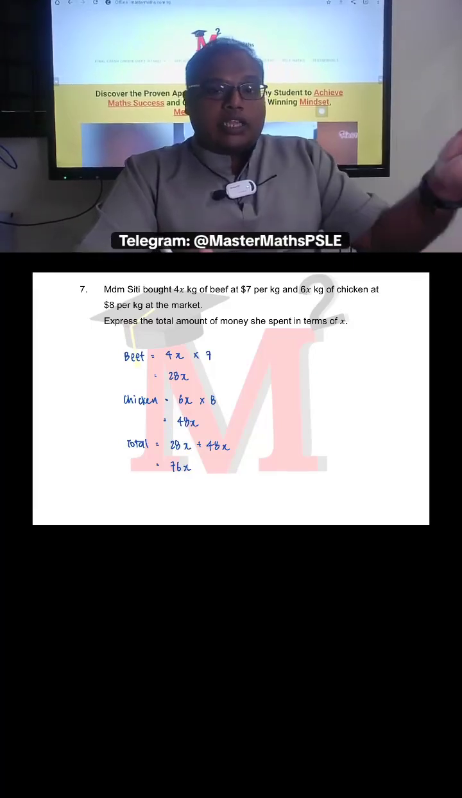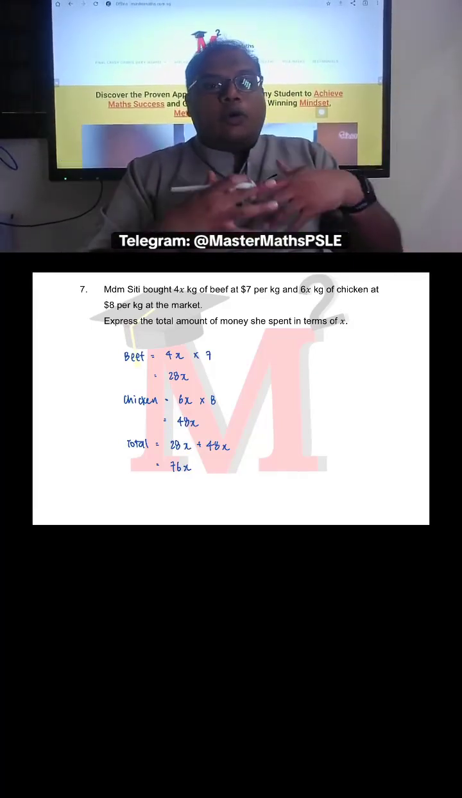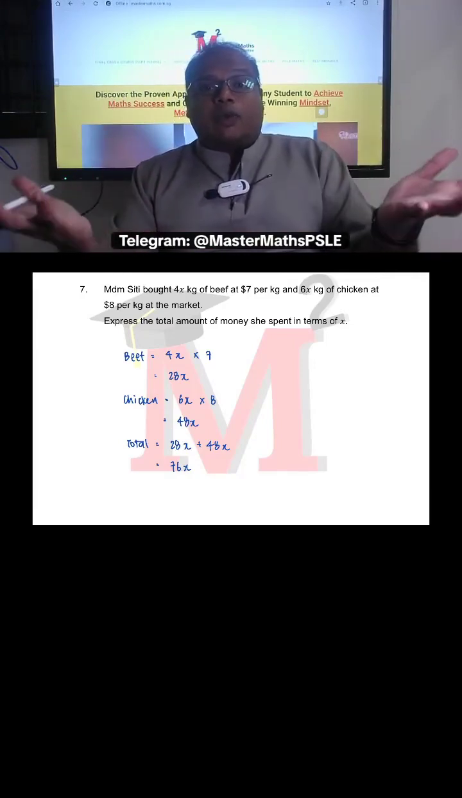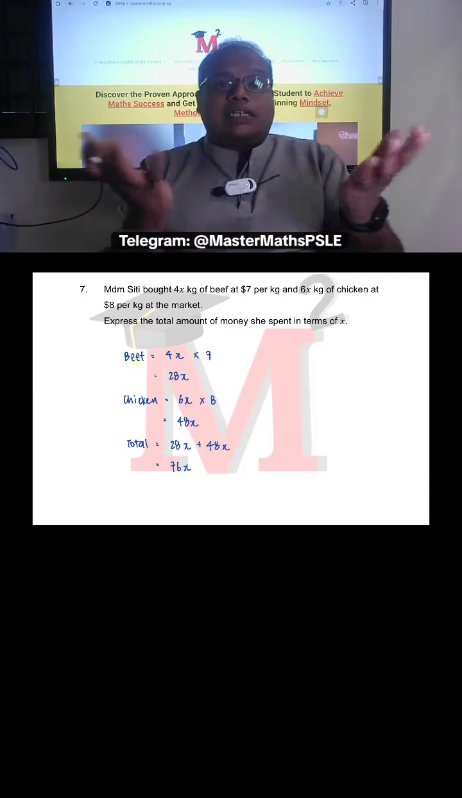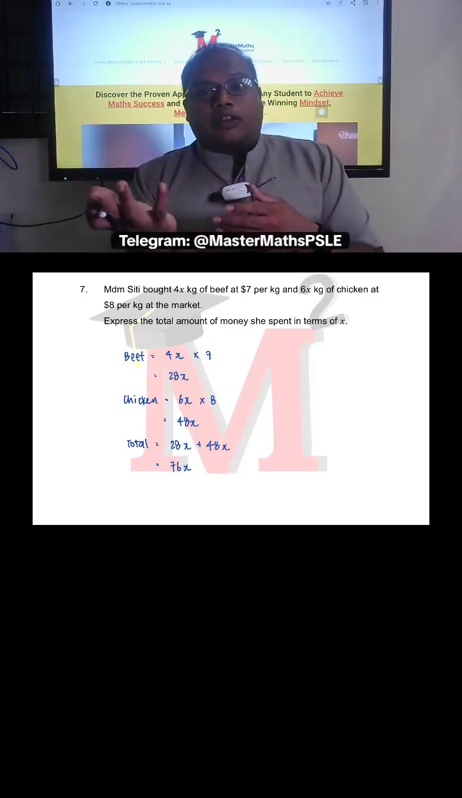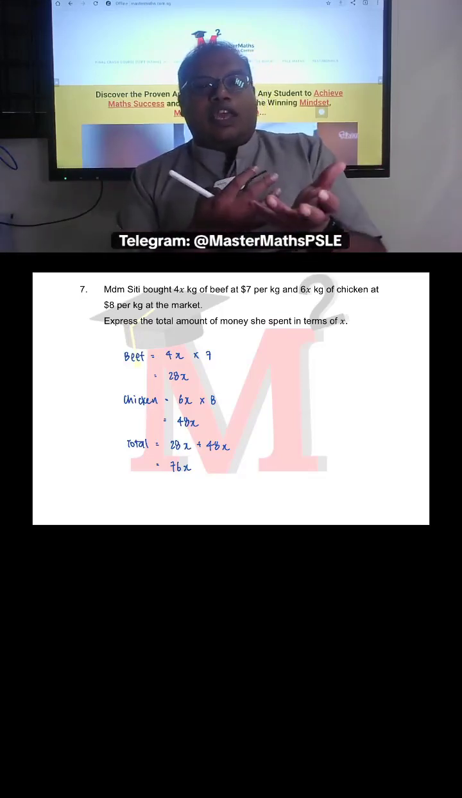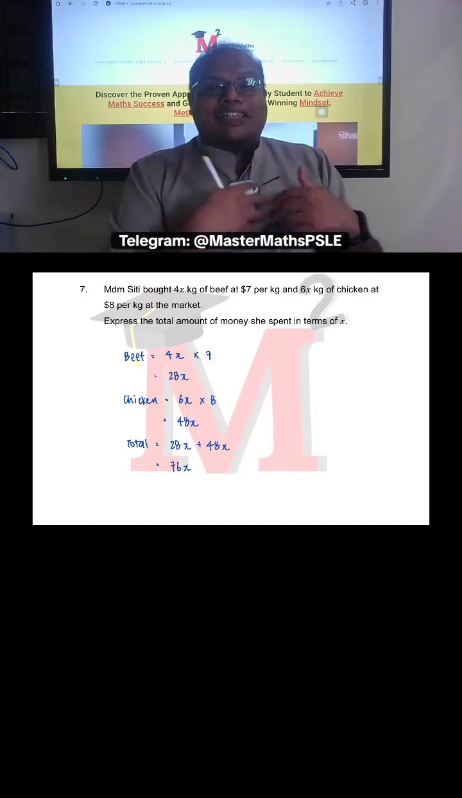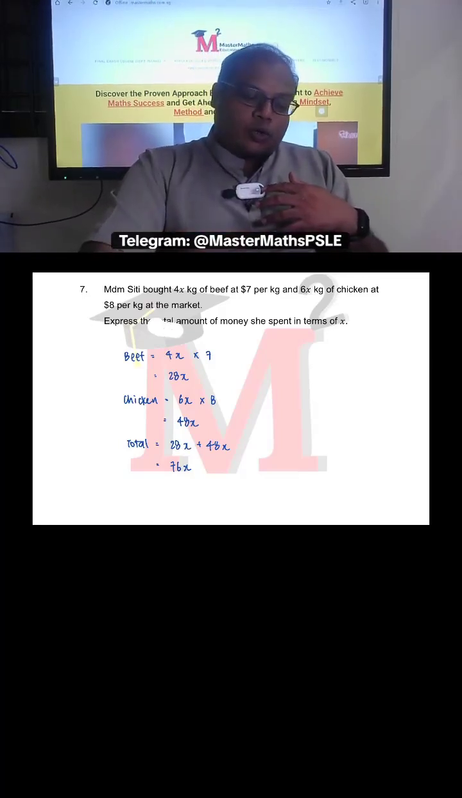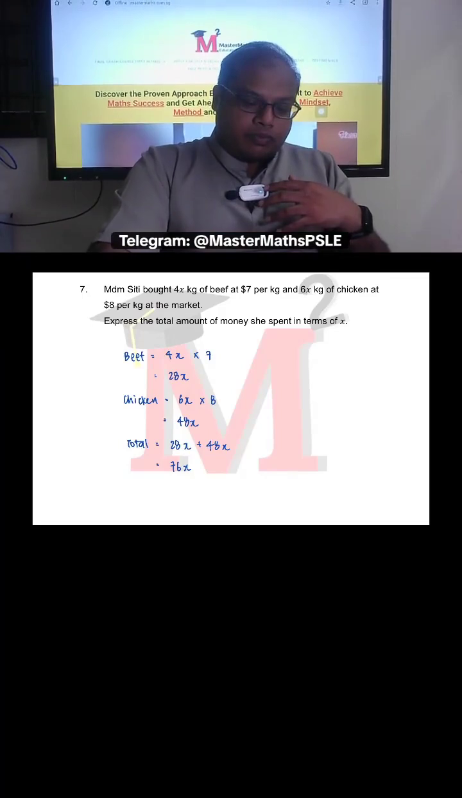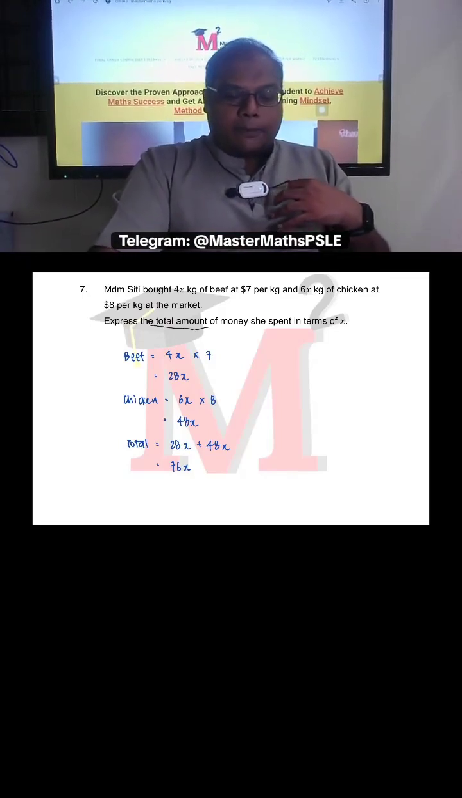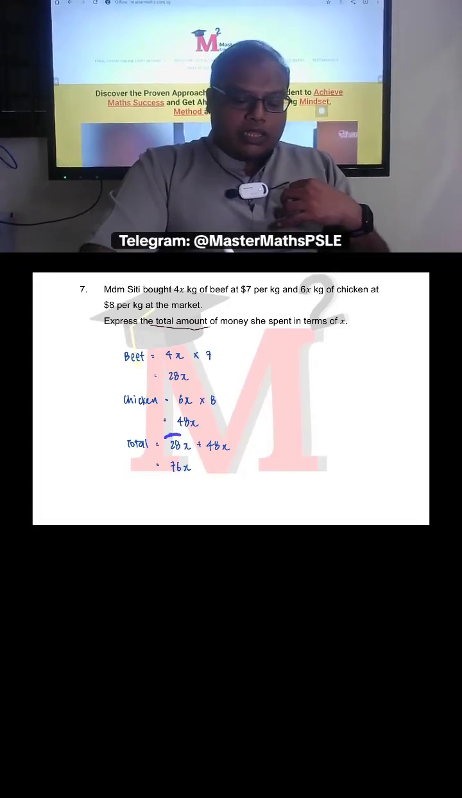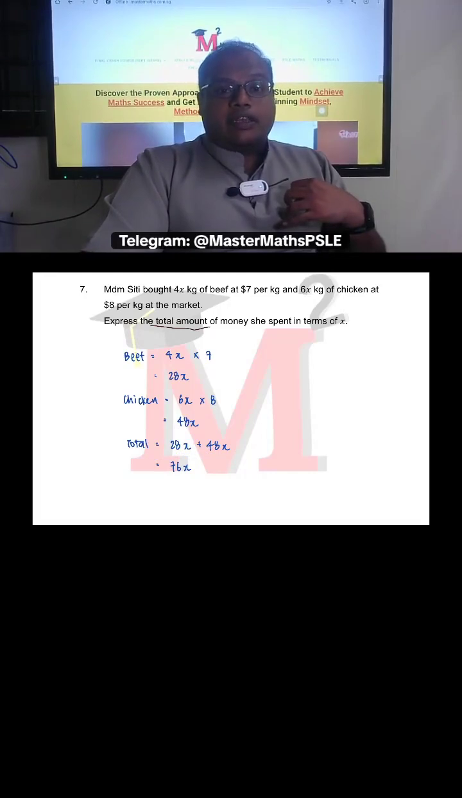So now what happened? We got 28x, we got 48x. If you go to a shop and buy things, eventually they will add the prices together. They won't say, now you pay me 28x, then you pay me 48x. No lah. So they will add. That's why I ask you to find the total amount. Total amount, we take 28 plus 48, we get 76x. Is that clear?